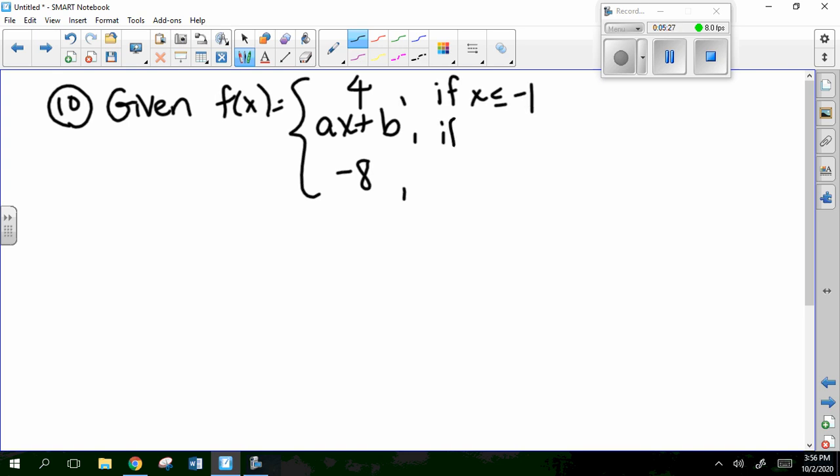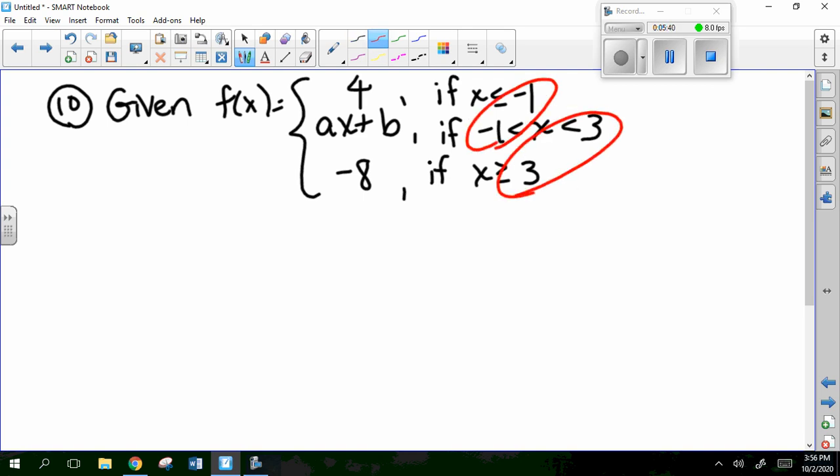All right, so my piecewise actually changed at two different places. It changed at -1 and 3, and I can tell that by looking at my piecewise. Okay, so we change at -1 and 3, so that's important to notice.